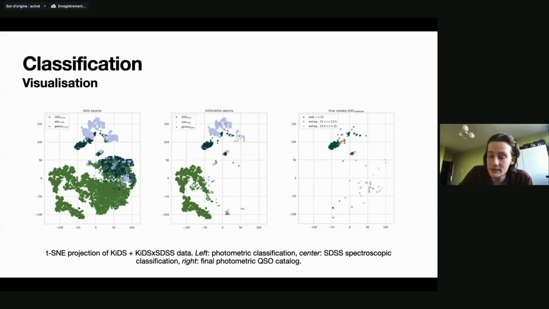And now we started with visualizations. Now we want to go back to visualizations and see how our catalog looks. So on the left is the result of our inference. Sorry, how much? One minute. Okay, so that's almost the last slide.